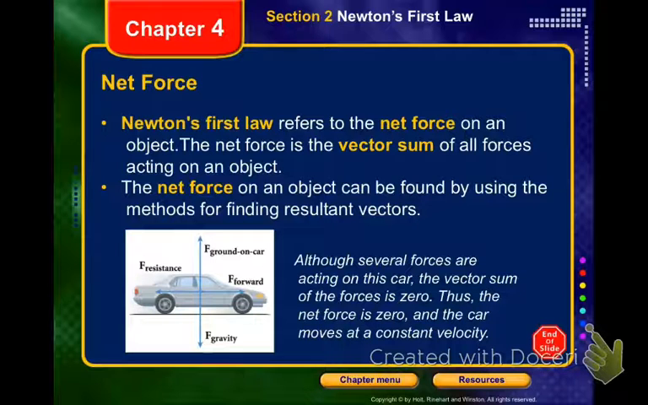So if I look at it, the resistance and the force going forward, what happens with those? Cancel. They cancel. What happens with the force of ground and force of gravity? They cancel. And it has to do with direction too, not only magnitude, but direction.